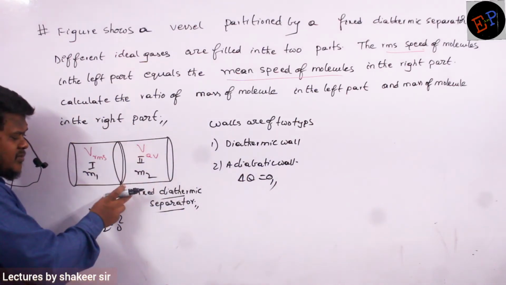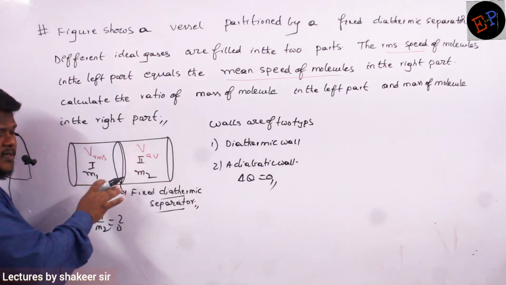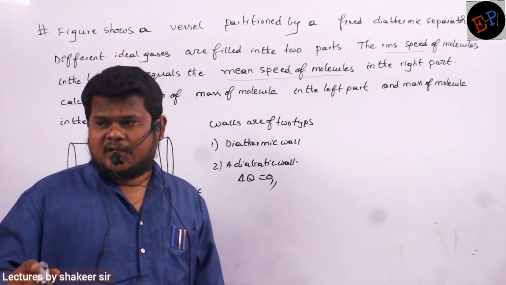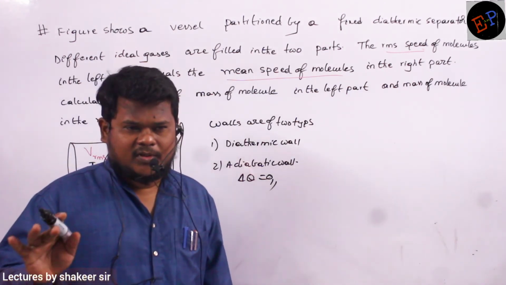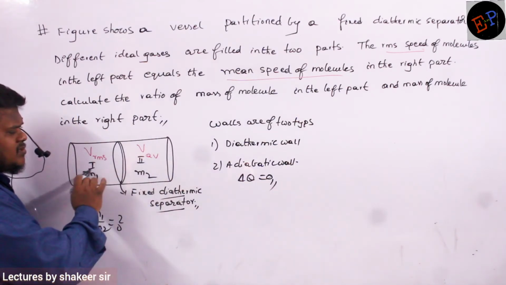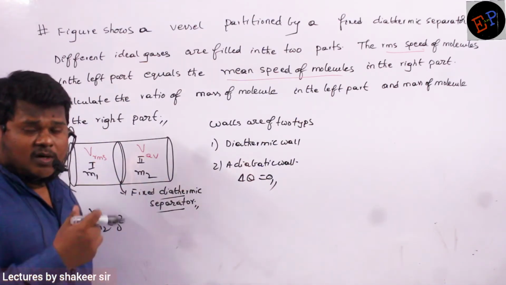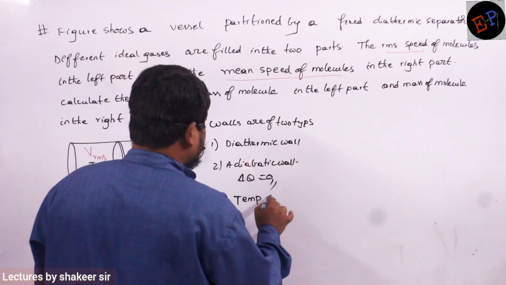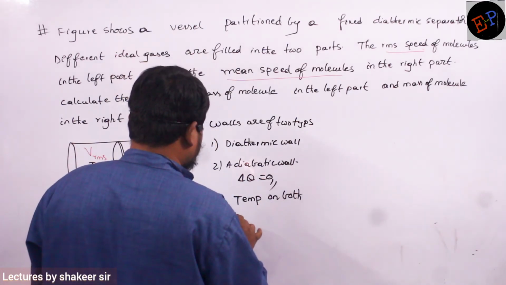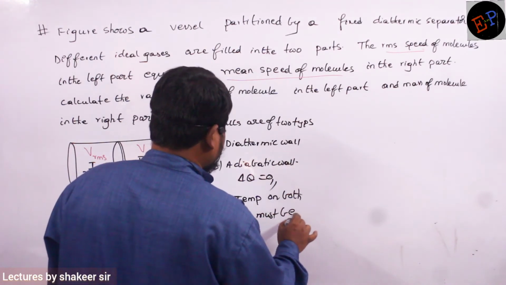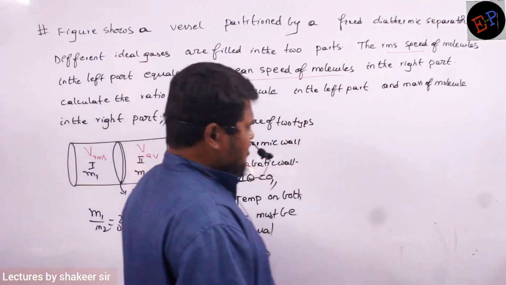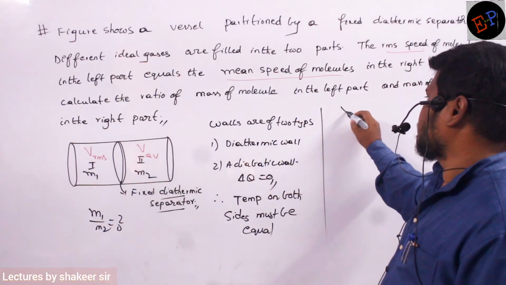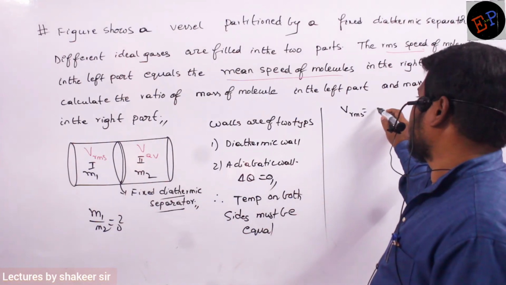So because this is a diathermic separator, if there is any temperature difference, definitely heat will travel to the other side, no? And this transfer of heat will continue until the temperatures become equal. Are you able to understand? So therefore the temperatures on both sides of the gas must be equal, because the wall is a diathermic wall. So if temperatures are equal and the RMS velocity and average velocity are also equal, just equate them. So Vrms is equal to the average velocity.